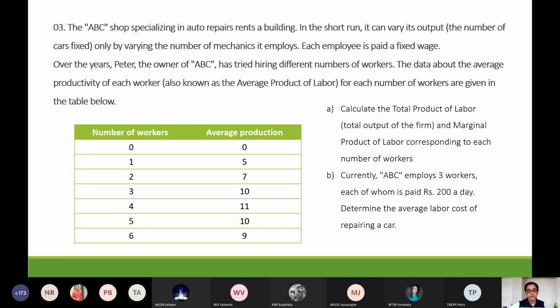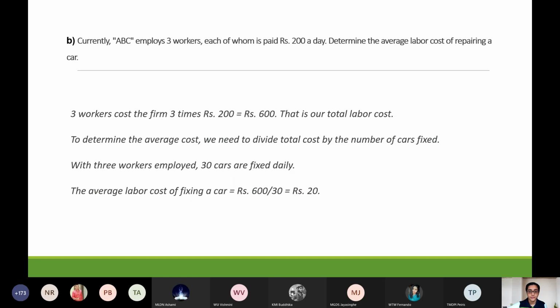Now, your next question is: currently ABC employs 3 workers. Okay. Currently there are 3 workers in ABC company. Okay. And whom paid 200 per day. 3 workers, 200 fixed wage. Right? Determine the average labor cost of repairing a car. What is the labor cost of repairing one car, that is what is being asked. Right? So how are we going to determine that? Here. This is how we are going to determine.